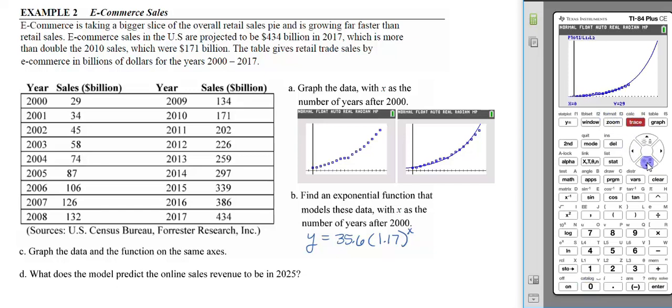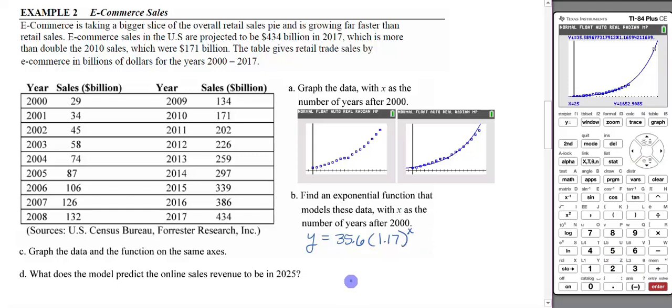Make sure that you get onto the function, not the plots, and put 25, enter, and we see in the year 2025 that the sales in billions is 1652.9. So we'll write that and put billion after it and label it with the $ sign.